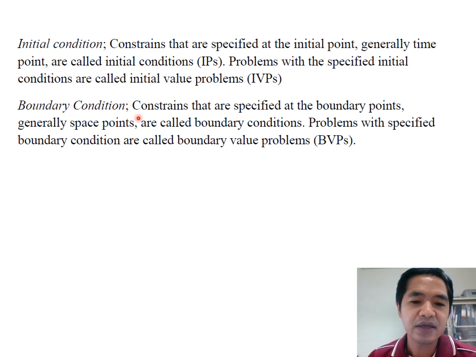It means constants that are specified at the boundary points, generally space points. It means like an area or like a 2-dimension or 3-dimension system. They are called boundary conditions. Problems with specified boundary conditions are called boundary value problems or BVPs.